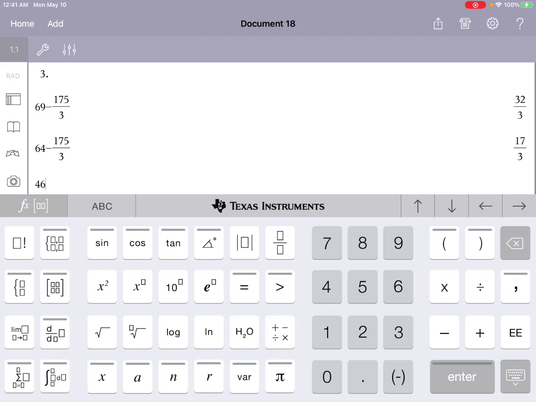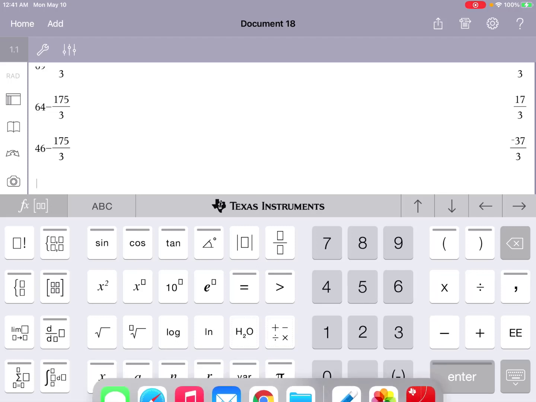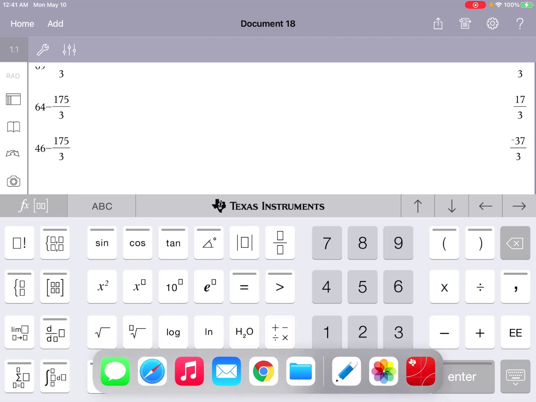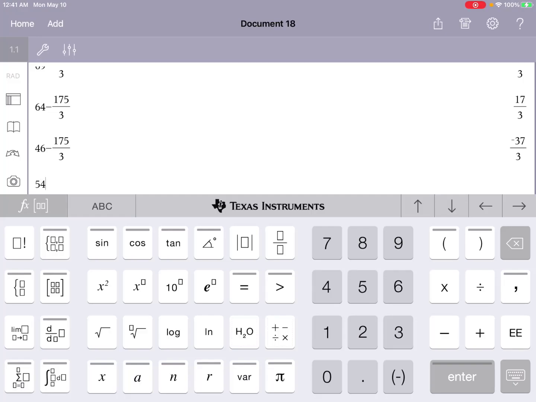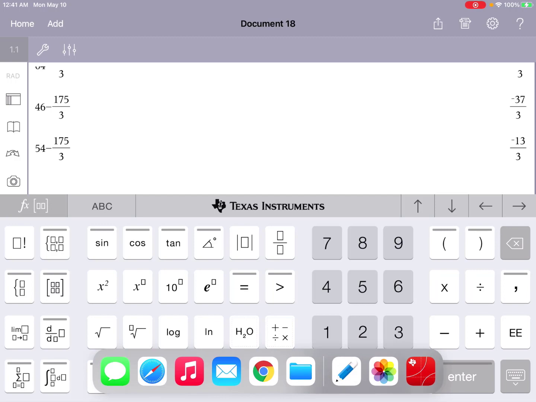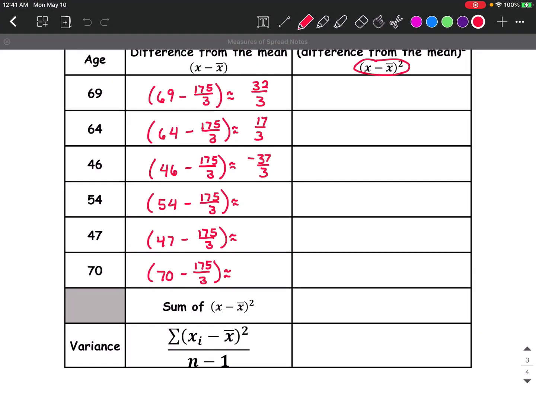Next we have 46 minus 175 divided by 3. Negative 37 over 3. That's because he's younger than the mean, right? And then it was 54 minus 175 over 3. So again, younger than the mean, so it's negative 13 over 3.